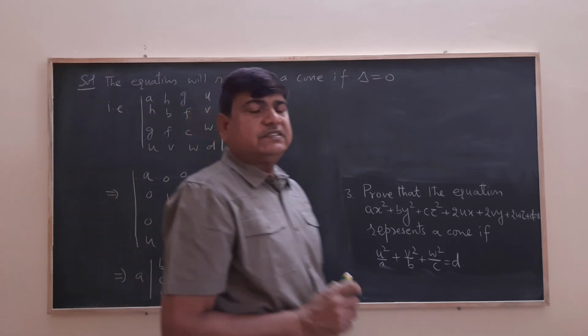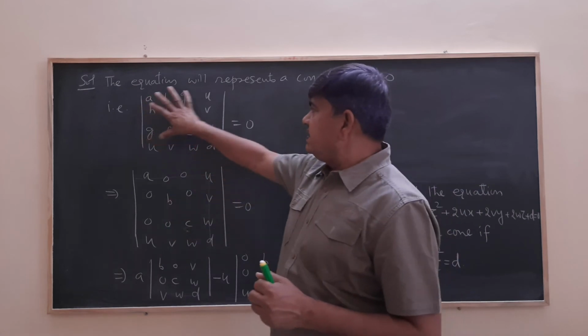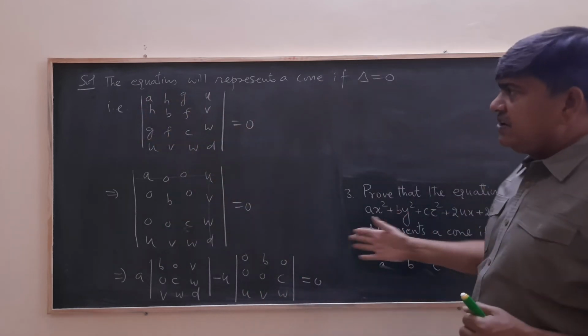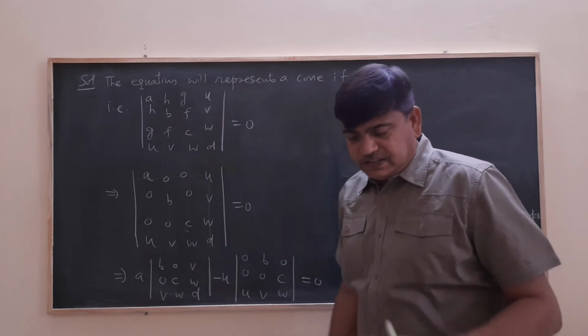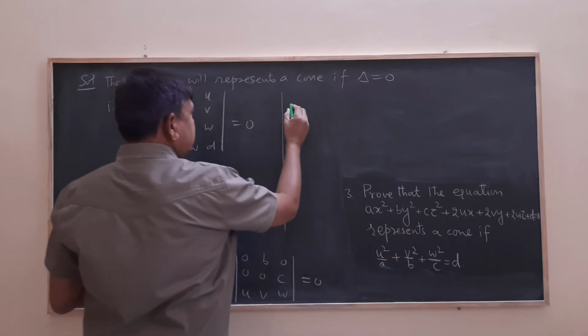I repeat, the second degree equation represents a cone if this determinant is equal to 0. Find the values of all the coefficients, then just substitute and simplify. Okay, so let us complete it.